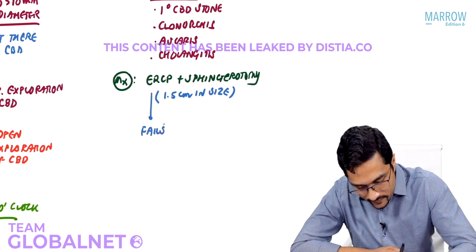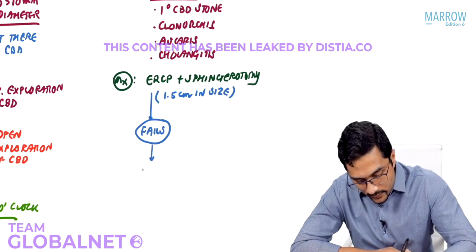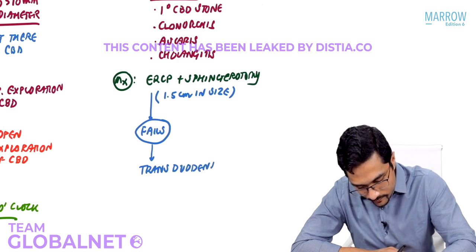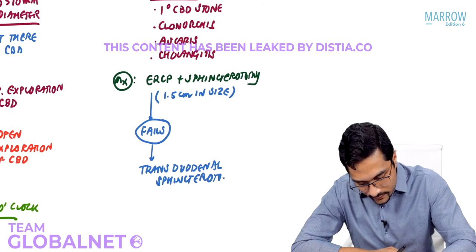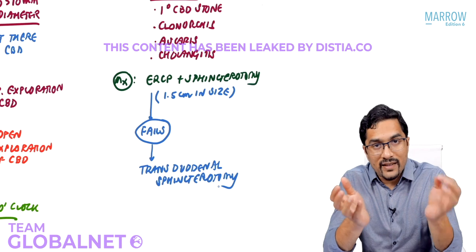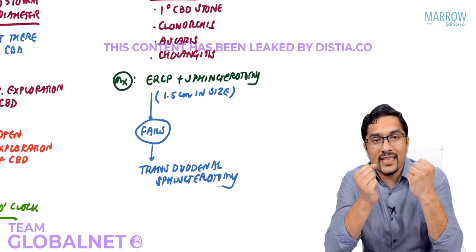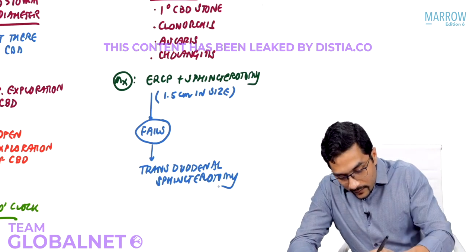If ERCP plus sphincterotomy fails, then what we need to do is we need to do a transduodenal sphincterotomy. So transduodenal sphincterotomy, as the name suggests, I cut the duodenum, I see the sphincter, I cut the sphincter under vision, and then I retrieve the stone. This way I can retrieve a bigger stone.